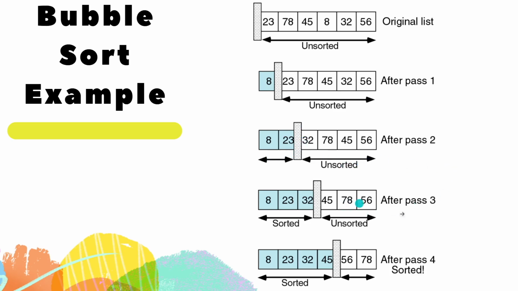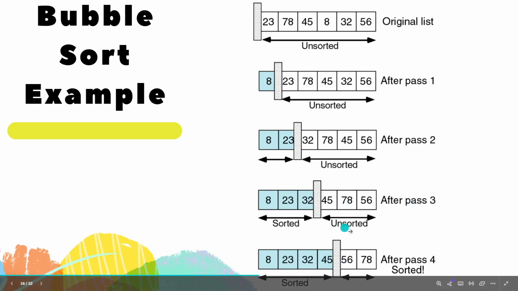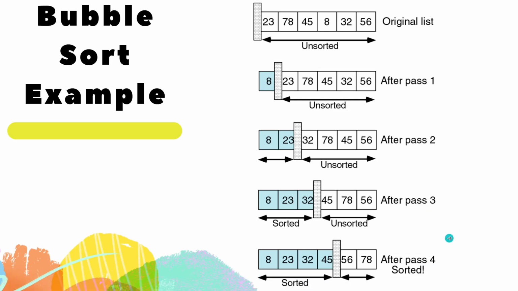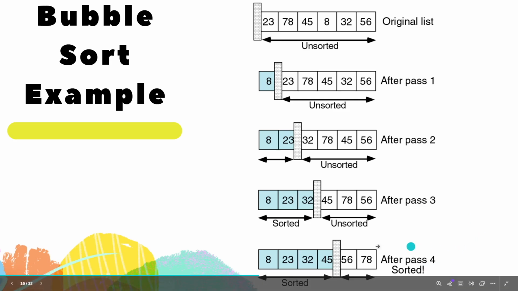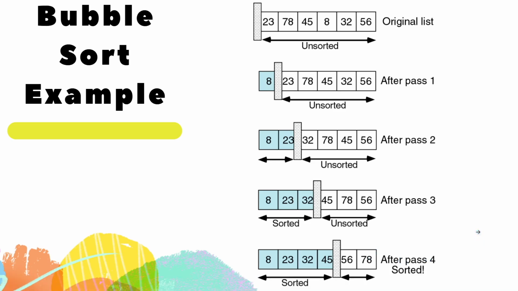Likewise, every time the wall gets advanced by one position. As I have 6 elements here, my n is 6, and ultimately in n minus 1 passes, or n minus 1 iterations, the entire list will get sorted. In this case, after the fourth pass itself the array has been sorted, and so we stop there. We have not shown the next step here. So, this is the algorithm behind bubble sort.